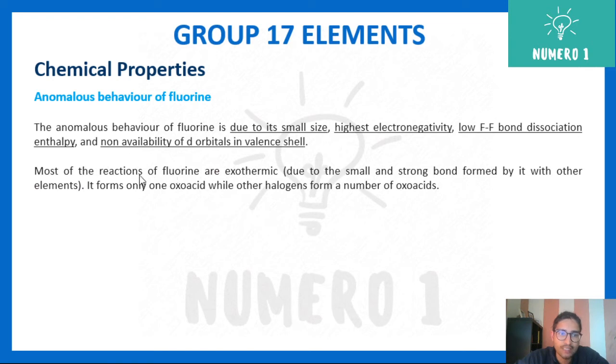So most of the reactions of fluorine are exothermic. Why? Due to the small size and strong bond formed when it combines with other elements. It forms only one oxoacid, while other halogens form a number of oxoacids. Oxoacid here refers to an acid with oxygen.